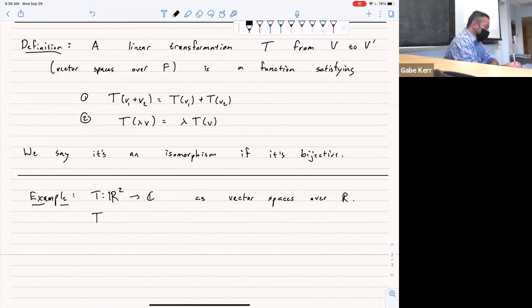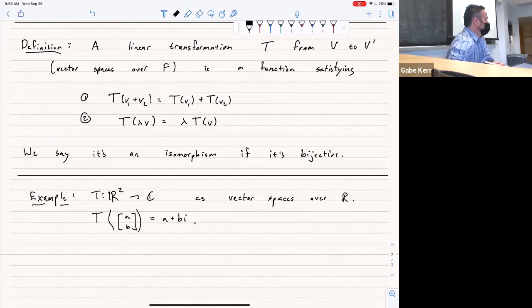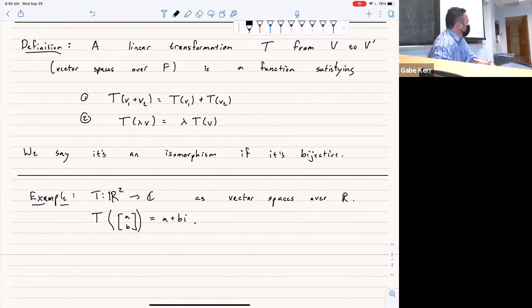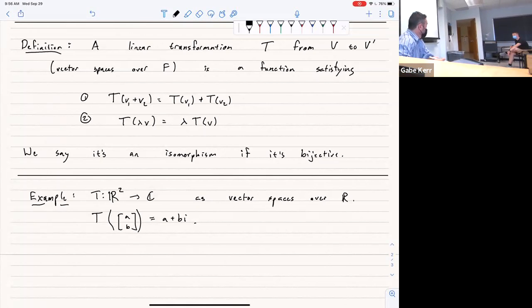What does it do? It takes a column vector (A, B) to A plus Bi. That's it. So I'll let you verify that this is a linear transformation. And this is certainly bijective, right? You can see A and B are identified with the real and the imaginary parts.